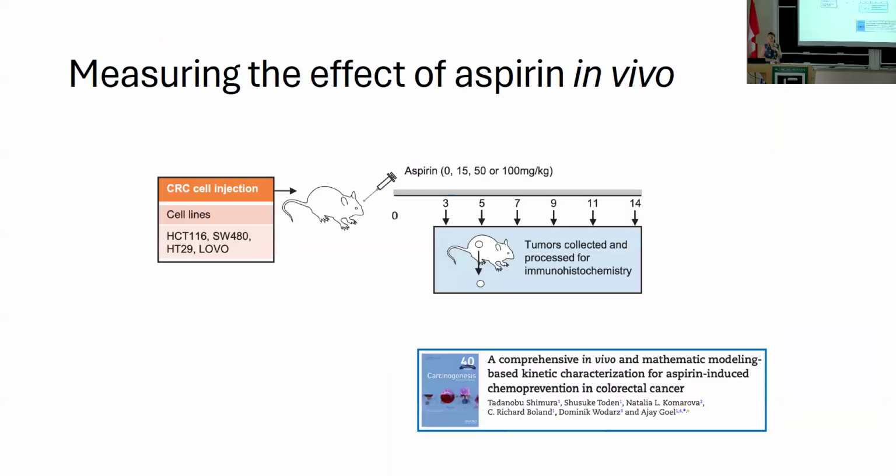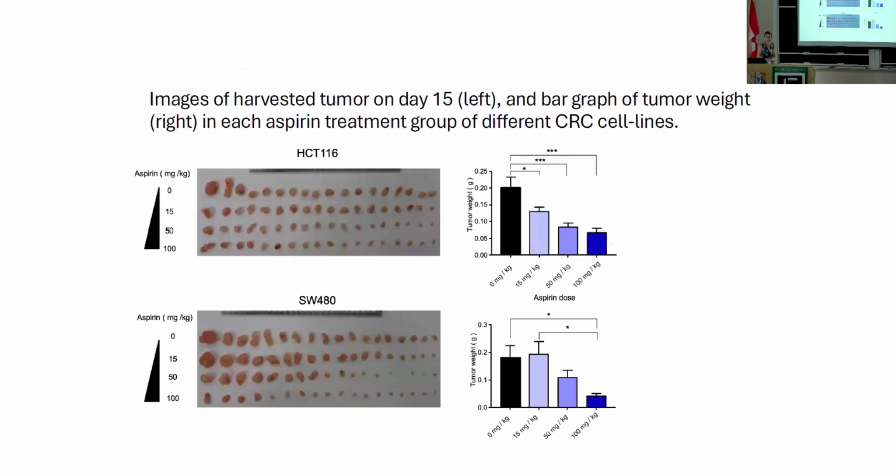So first, I'll review the experimental results that were obtained by our colleagues. They injected cell lines into mice. So these are xenografts, the xenograft study. They collected the tumors and exposed them to various doses of aspirin. These are some of the photos of the tumors. This is the amount of aspirin that was used.